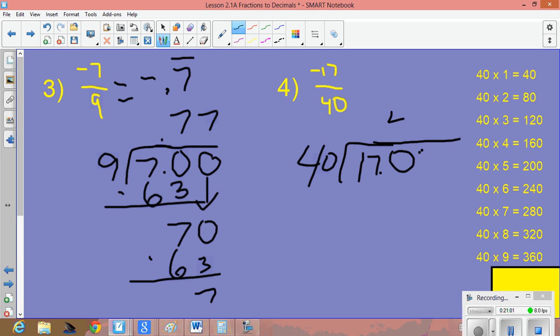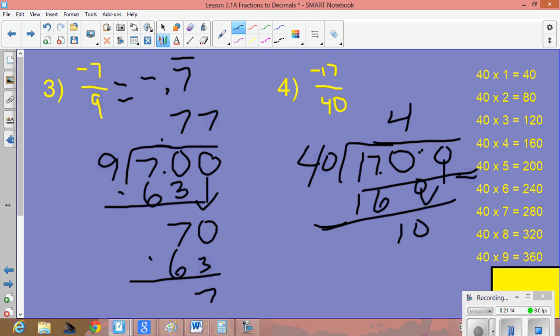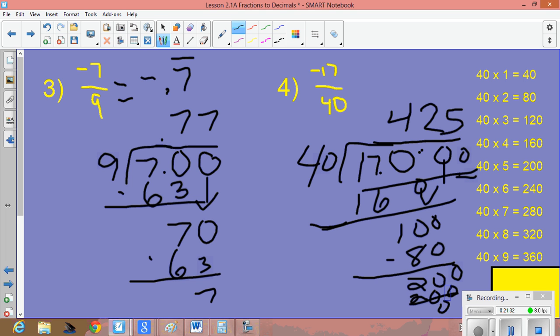4 times 40 is 160. We subtract. Whoa, what happened there? We subtract and get 10. Add a 0 and bring down. Not sure why all that's moving. How many 40s go into 100? We get 2 to get an answer of 80. Subtract, we get 20. Add a 0, bring that down to get 200. 40 into 200 is 5. And we zero out here. Decimal point goes straight up, so we get an answer of negative 425 thousandths.